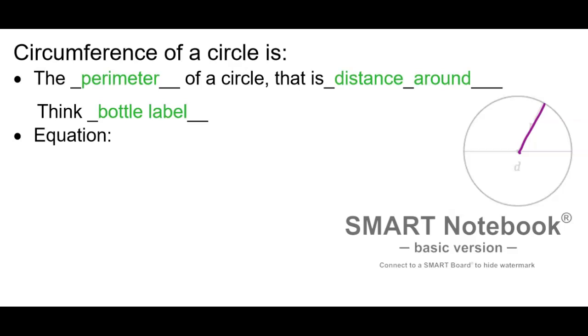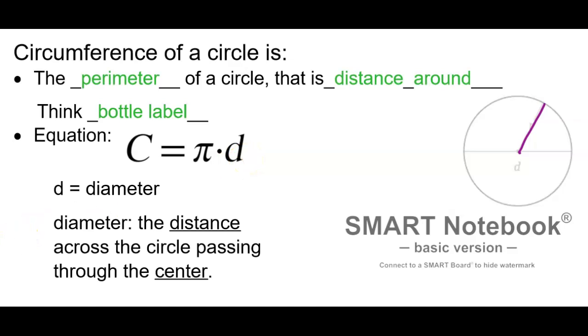Circumference, what do you think that one's going to start with? If area started with A, what do you think circumference is going to start with? I'm hoping you said C. C equals pi times D. D is not distance here. D is our diameter. And remember, our diameter is the distance across the circle passing through the center.